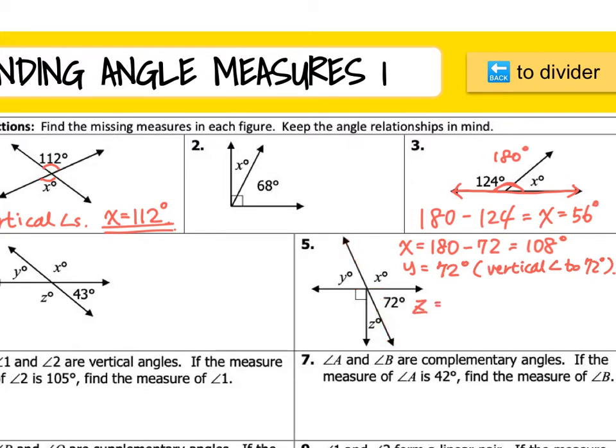And the next one, angle Z. Look at it right here. This angle is 90 degrees. So Z and 72 combined equal 90 degrees. So we can find 90 minus 72 equals 18. That's right, that will be angle Z.